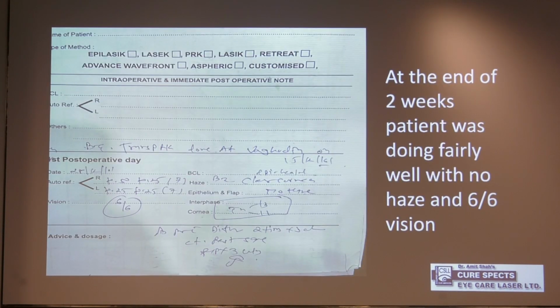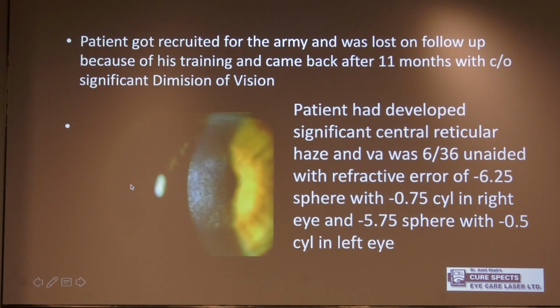After 2 weeks, the patient was doing fairly well. These are my records. The patient was reading 6/6, and the refraction was almost emmetropic. The patient was then lost to follow-up, and came back to us after 11 months when he had a break from the army. And suddenly what we saw was a significant central reticular haze.